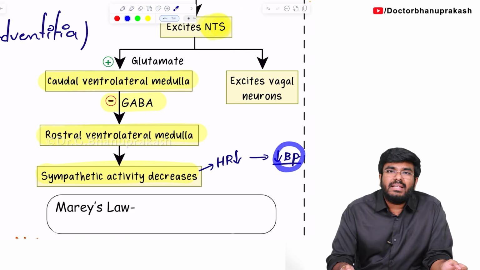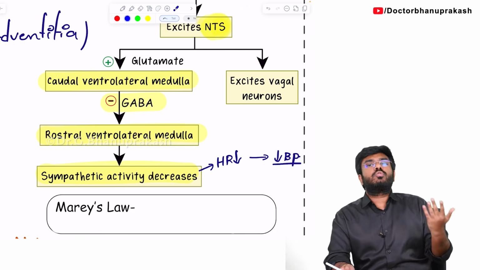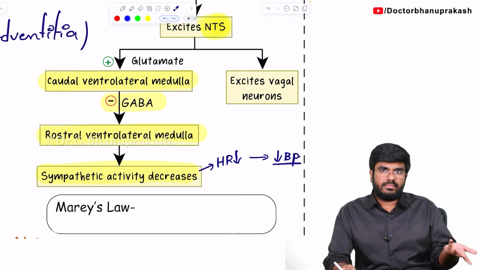So how is your BP getting normalized? It is coming back to normal by decreasing the heart rate. When your heart rate decreases, stroke volume decreases, the cardiac output decreases, everything decreases. Your BP also decreases within some time.